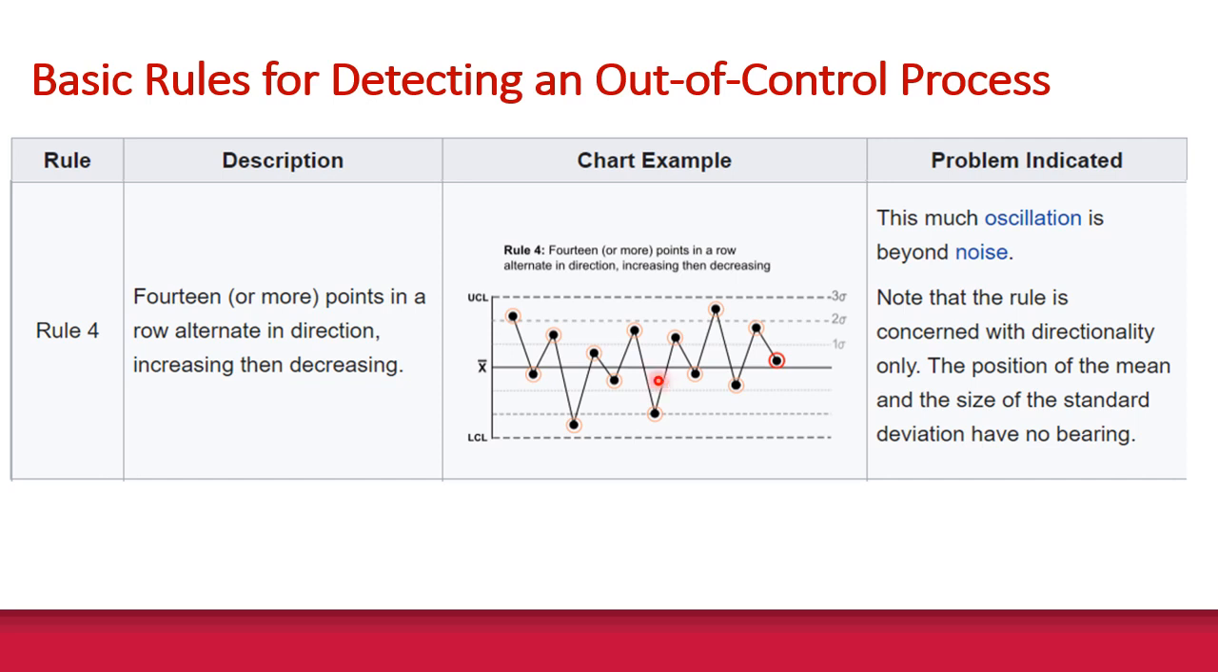Rule 4 says if you have 14 or more points that alternate in direction, increasing and then decreasing. Here, for example, you have a point above the X bar, the next point below it, then back above it, then below it, continually for 14 or more points. Oscillation like this is much more than noise. Noise doesn't cause this kind of oscillation. So these are the 4 rules we're going to apply. As you run through the case studies and the problems, keep these in mind.